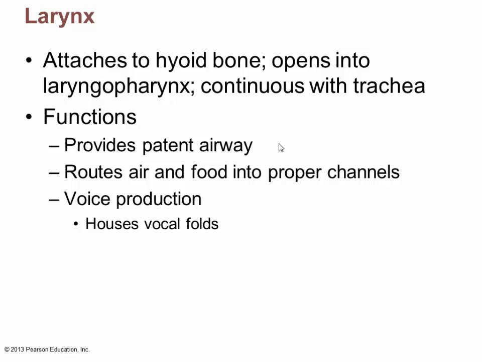Now the larynx is attached to the hyoid bone, a little U-shaped bone. It opens into the laryngopharynx. It's continuous with the trachea. It's just a tiny little section. It's pretty small. Its main job is that it provides an open, or patent, airway, and it helps the laryngopharynx route air and food into their proper channels. They can switch back and forth, putting air further past the larynx and food down into the esophagus. Also, one of its biggest jobs is voice production, because it's the vocal folds that you're going to find inside the larynx.